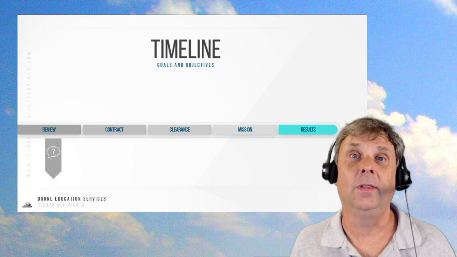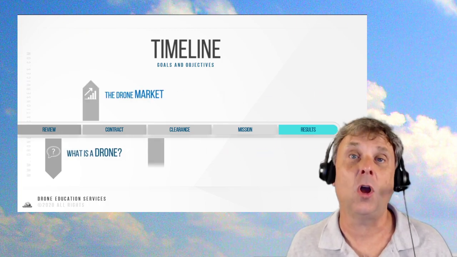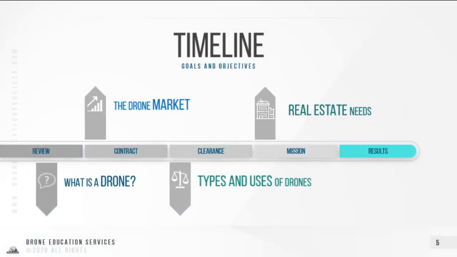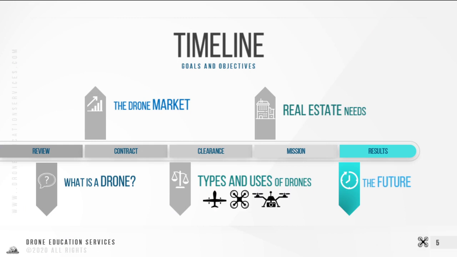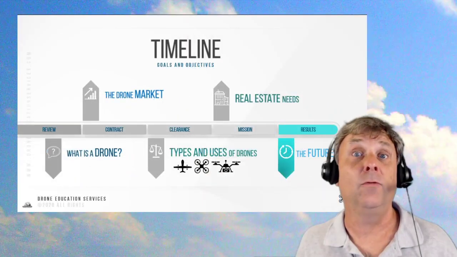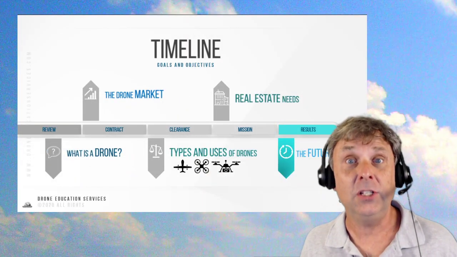Our timeline, our goals and objectives today are going to be: what is a drone? And then we're going to learn about the drone market. Next, we're going to follow it up with types and uses of drones. And then we're going to take all that knowledge and apply it to real estate. And then we're going to close it out with the future. So, for our first polling question today, let's go to Uda.